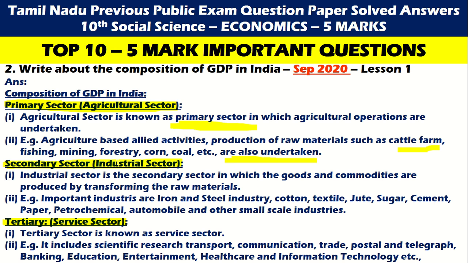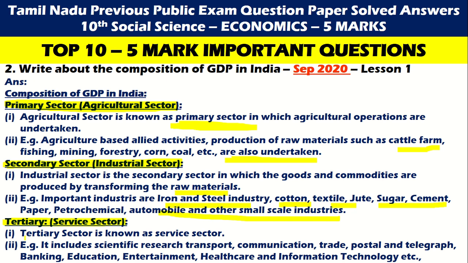In the secondary sector, the industrial sector is the secondary sector in which goods and commodities are produced by transforming the raw materials. Note that the industrial sector, everything related to producing goods or exporting them, comes under the secondary sector. Important industries are iron and steel industry, cotton, textile, jute, cement, paper, petrochemical, automobile. You should write all of these. Next, tertiary, that is the service sector.